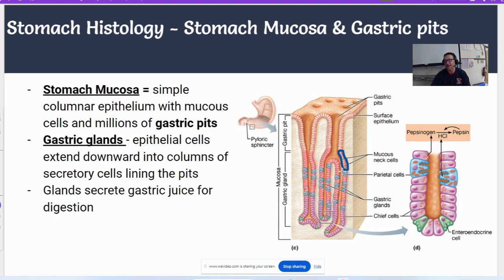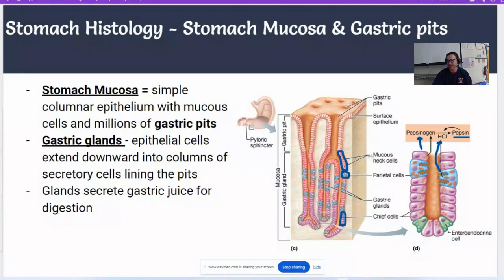You've got parietal cells. Those guys are going to excrete the hydrochloric acid. And you also have chief cells down here. You can see one little chief cell right here. It's going to excrete pepsinogen. That's an inactive enzyme. But when it mixes with the hydrochloric acid from the parietal cells, it's going to form the active enzyme called pepsin. And pepsin is an important enzyme for breaking down proteins.